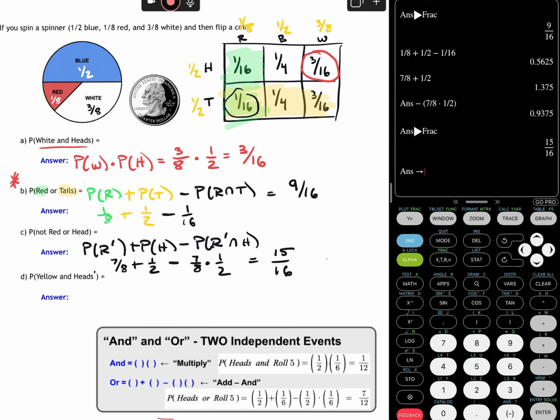And finally, this last question is kind of actually a gimme if you're thinking about it. Probability of yellow and heads. So this is an and problem, which means both these things have to occur. The point being is that there is no yellow in this spinner. So 0% probability, and something else is not possible. So your answer for this one is just 0.